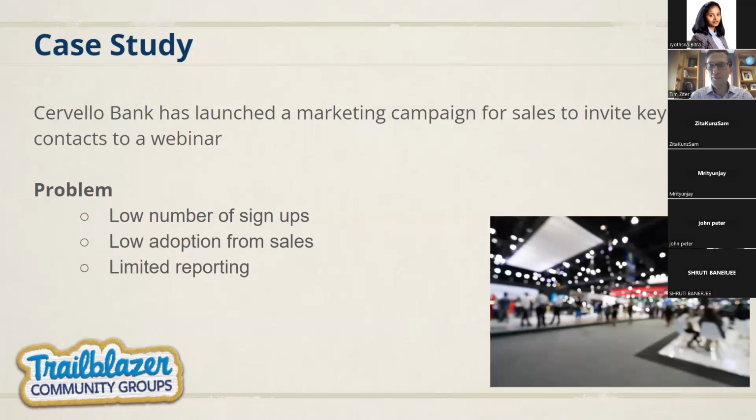So a couple of weeks before the webinar, the sales team, the marketing team is noticing that they've got a low number of signups. And they think it has to do with adoption with sales, but they don't really know because the reporting is limited in the sales environment. They can't see who sent that email. So that's what they're looking to do in the solution.